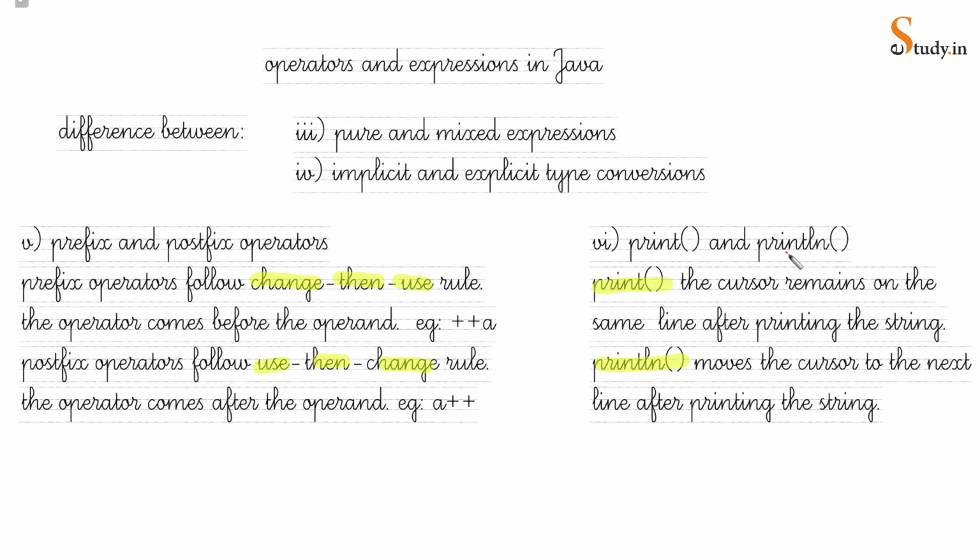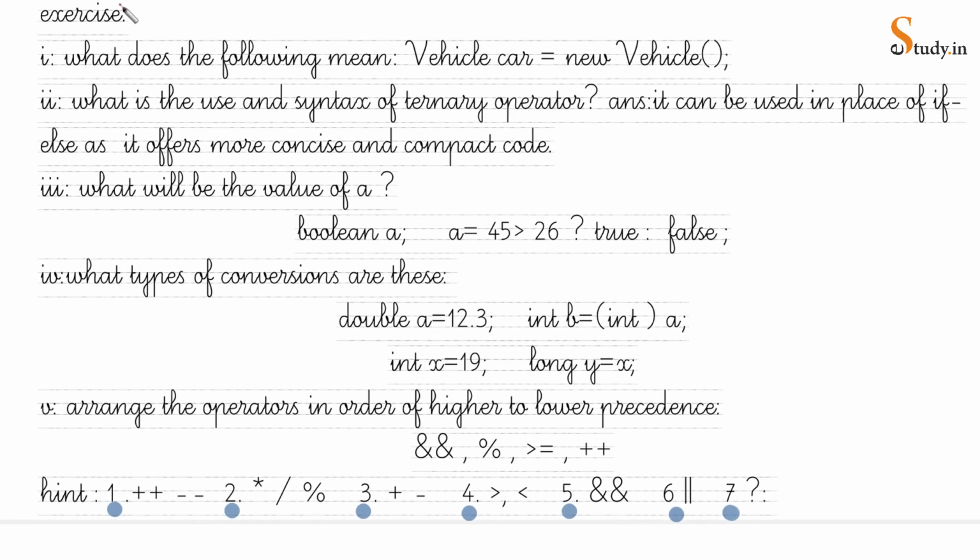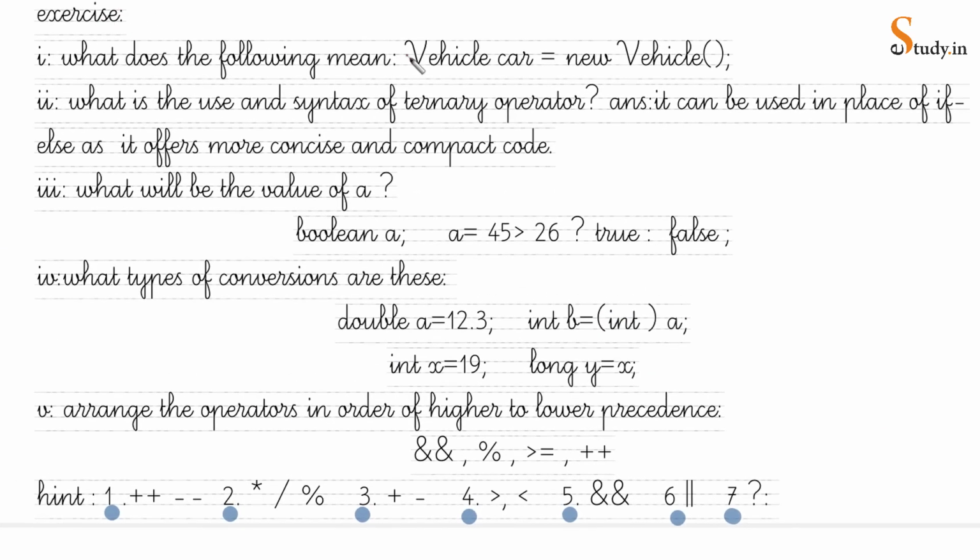Now print and println. What is the difference between the print method and the println method? When we say the print method, the cursor remains on the same line after printing the string, whereas the println method moves the cursor to the next line after printing the string. Okay, and the next is the exercise. So let's take up this exercise. Now these are some of the questions which we'll discuss here.